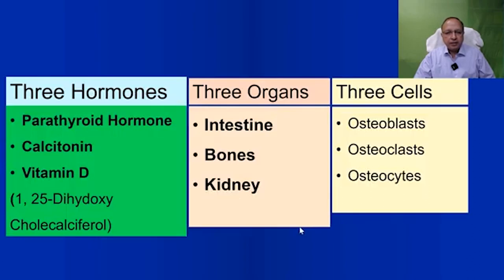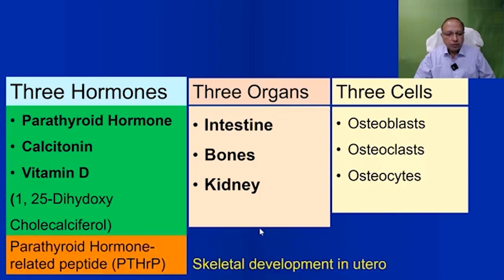Essentially speaking, the metabolism of calcium and phosphate revolves around three hormones, three organs, and three cells. The three hormones are parathyroid hormone, calcitonin, and vitamin D, which is also called 1,25-dihydroxycholecalciferol. Three organs are the intestines, bones, and kidney. And the three cells involved are the osteoblasts, osteoclasts, and osteocytes. Then there is also one fourth hormone, parathyroid hormone related peptide, which plays an important role in skeletal development in utero itself.